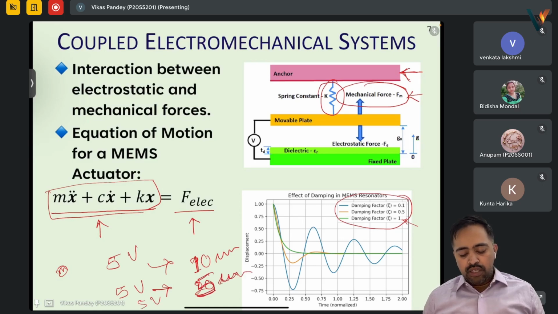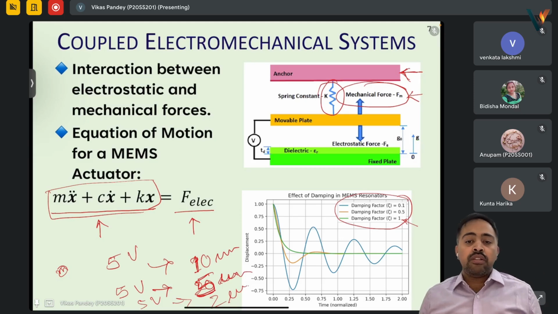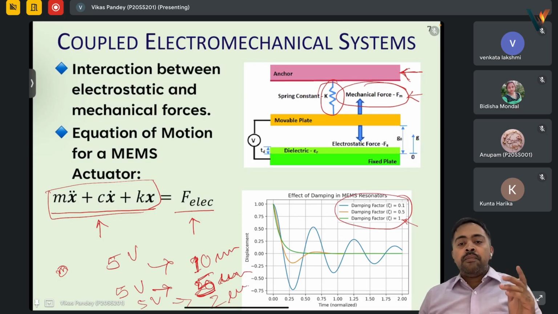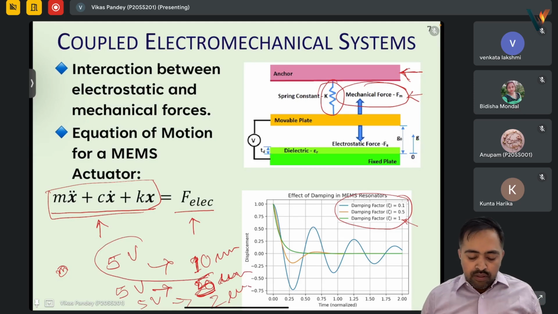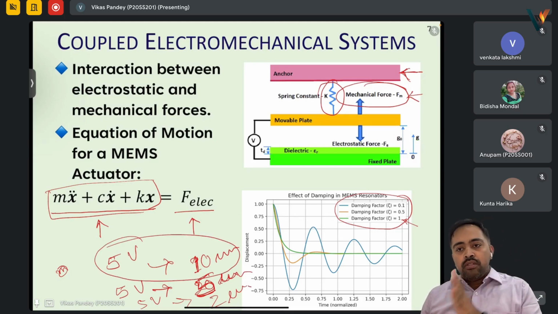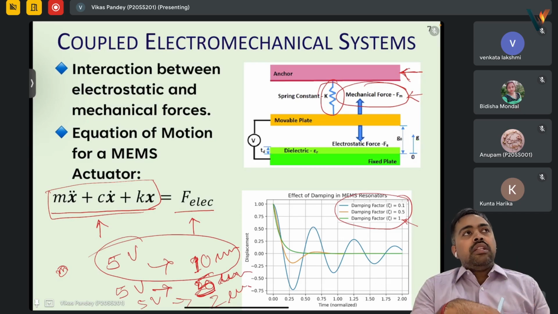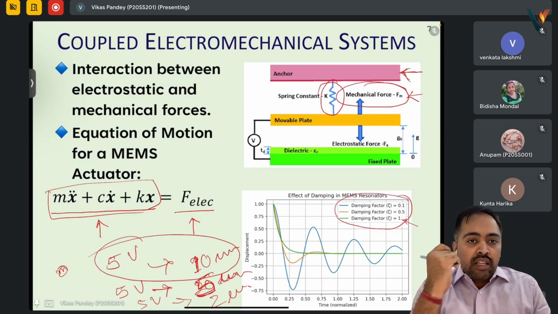Then 5 volt next time it just moves 2 micrometer. It will not be beneficial for us. So we want the structure to be such that the damping factor is 1. That means every time we put the same volt, the same movement occurs. So seeing all this, you can see why material selection is important.